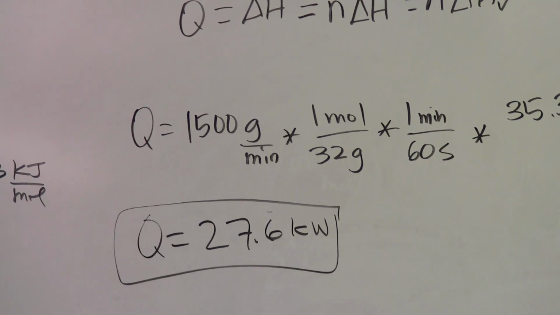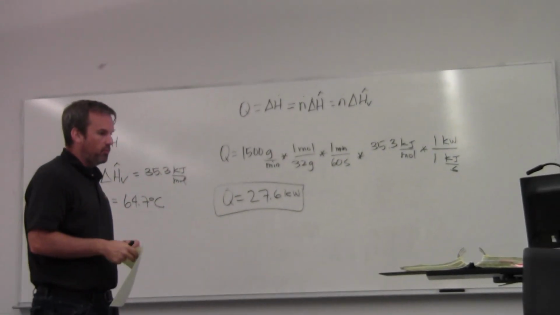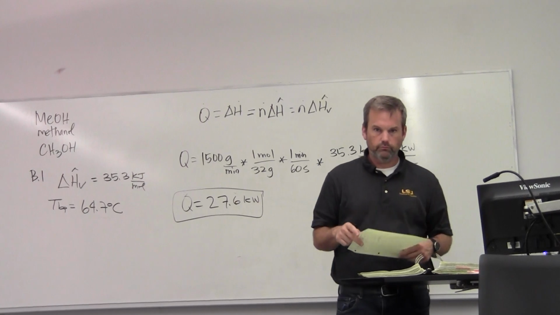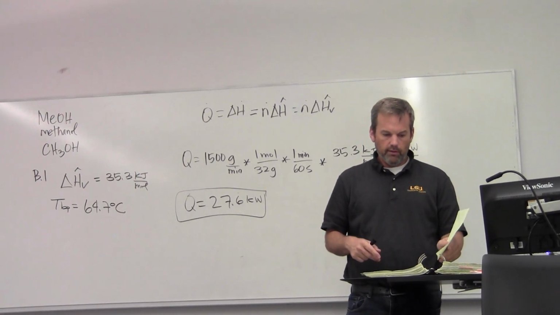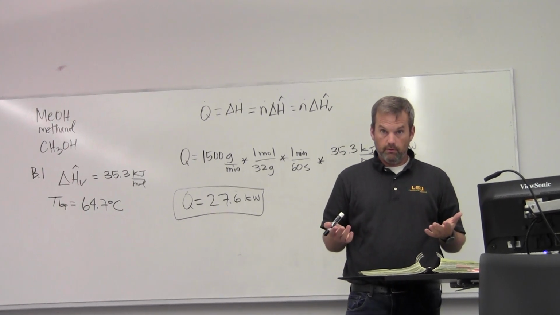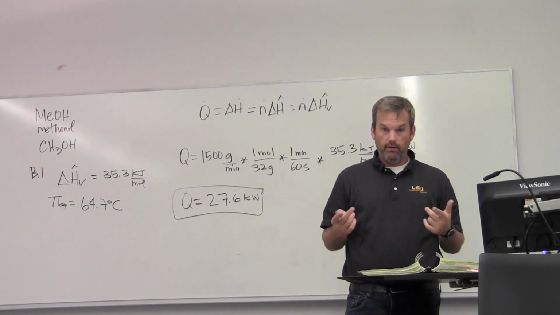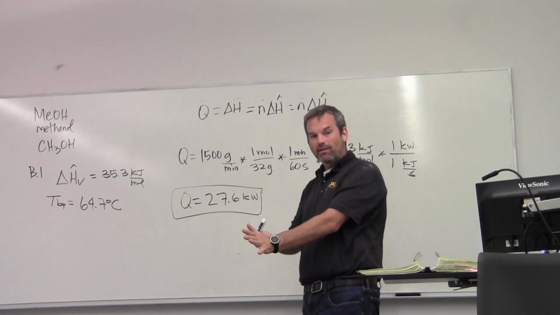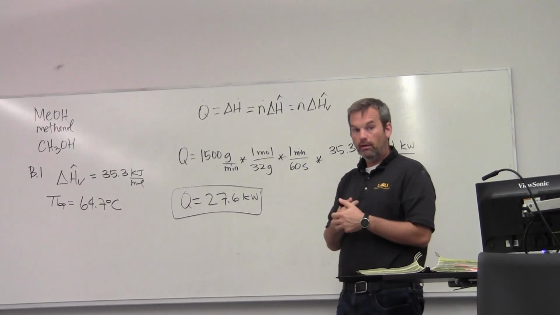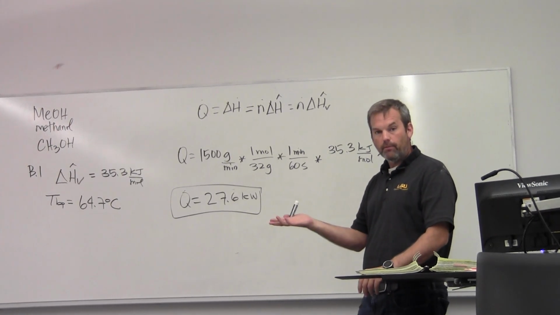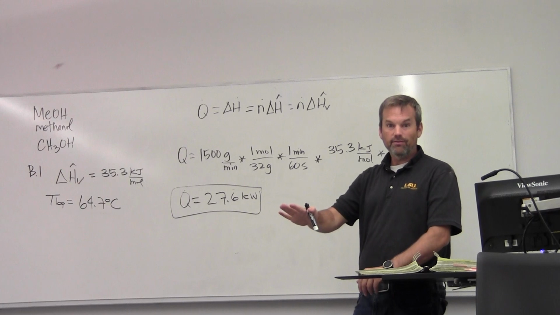What does that represent? What's the physical meaning of that 27.6 kilowatts? Is it positive or negative? It's positive, right? What does that imply? That implies heat had to be added to the system from the surroundings. Does that make sense? If I have liquid methanol, I want to convert it to a vapor, I'm going to have to add heat. So that makes sense, right?